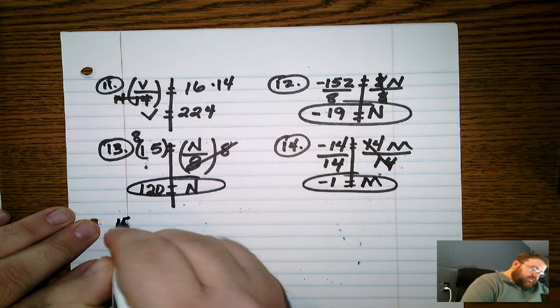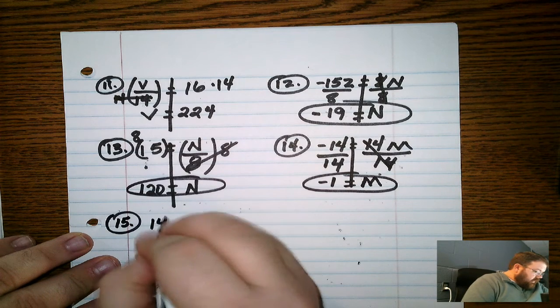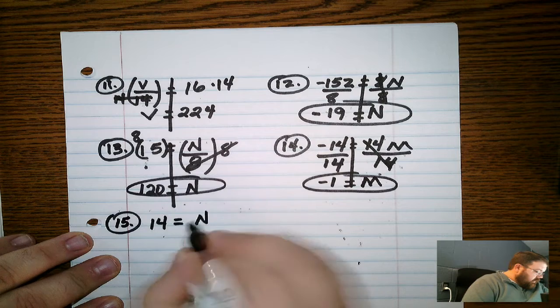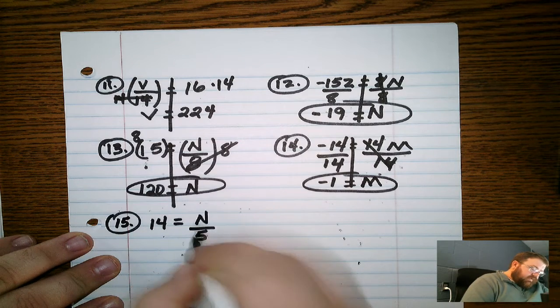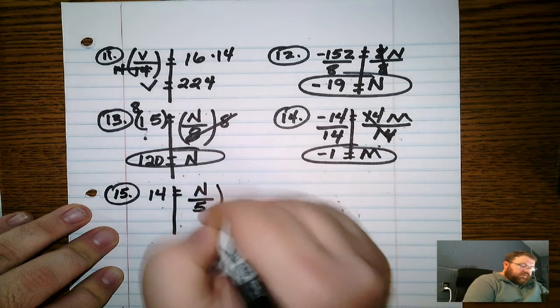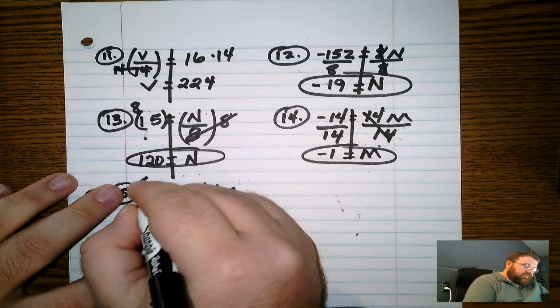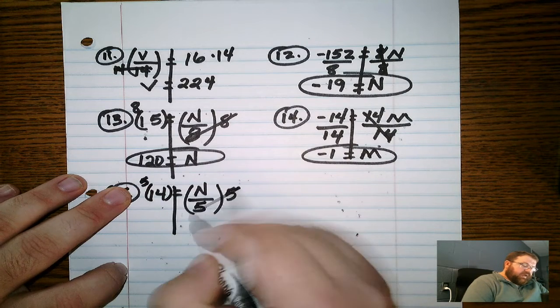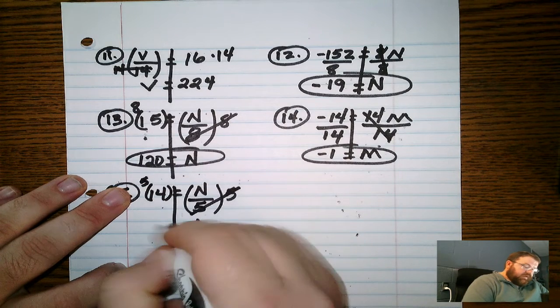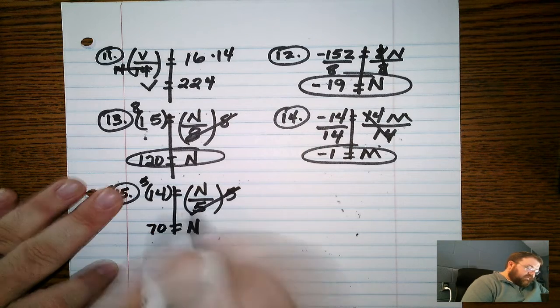Number 15 is 14 is equal to n over 5. I draw my line. The 5 is trying to divide, so I multiply this side by 5 and multiply this side by 5. These cancel, leaves me n is equal to 5 times 14, which is 70.